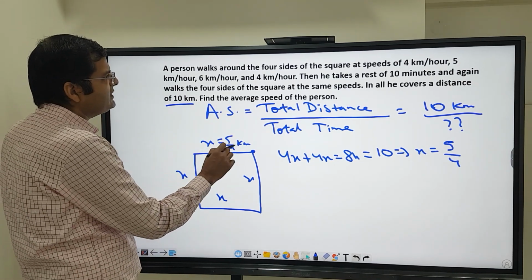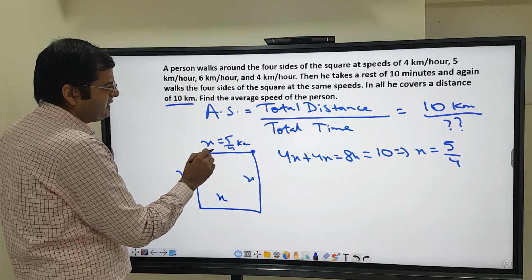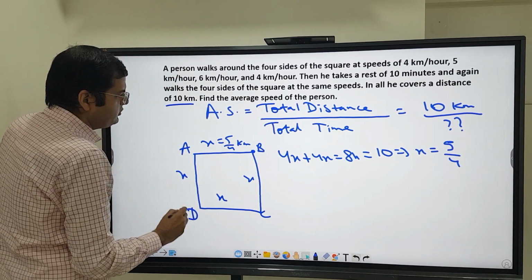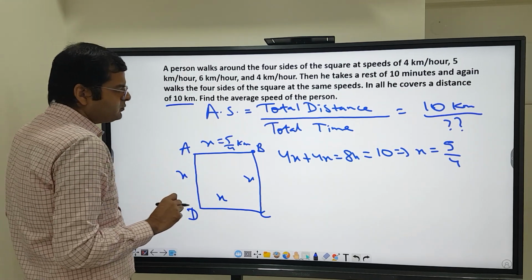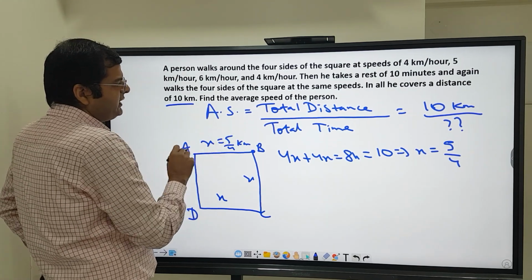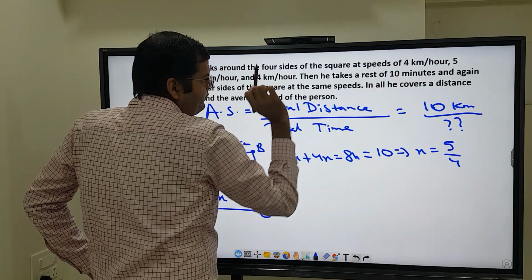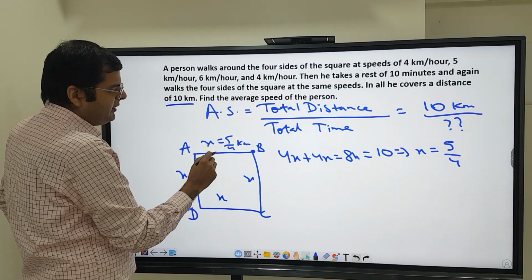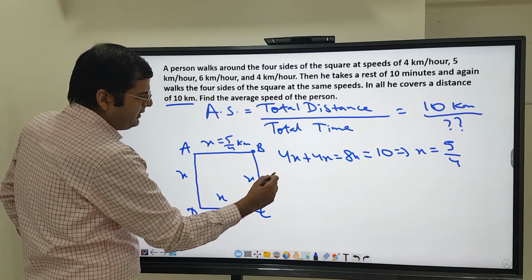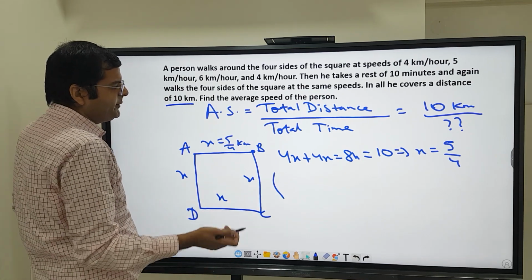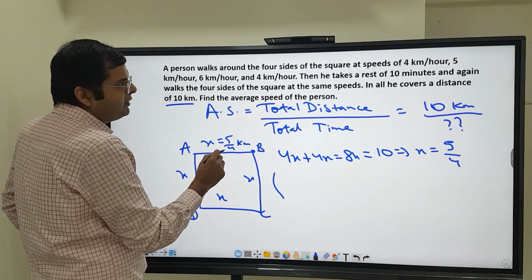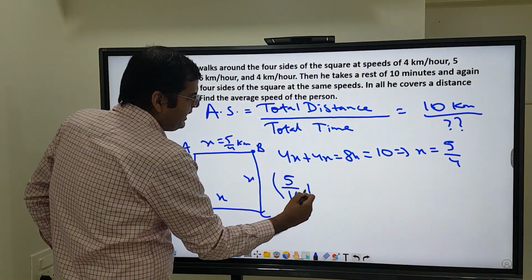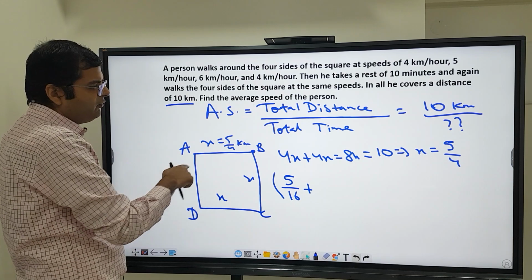Now let us say this is the side 5 by 4 km, and let me name the corners A, B, C, D. So each of them is 5 by 4 km. The first side is AB, let's say, which is walked at 4 km per hour. So if 5 by 4 km is walked at 4 km per hour, time is equal to distance upon speed. Distance is 5 by 4, 5 by 4 divided by 4, that is 5 by 16 hours, for AB.